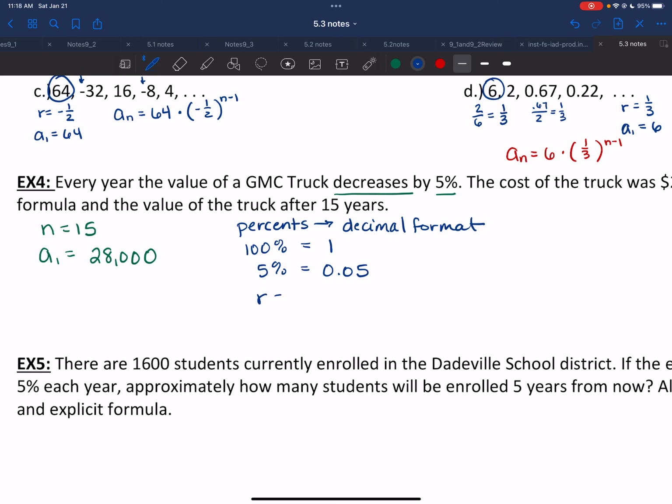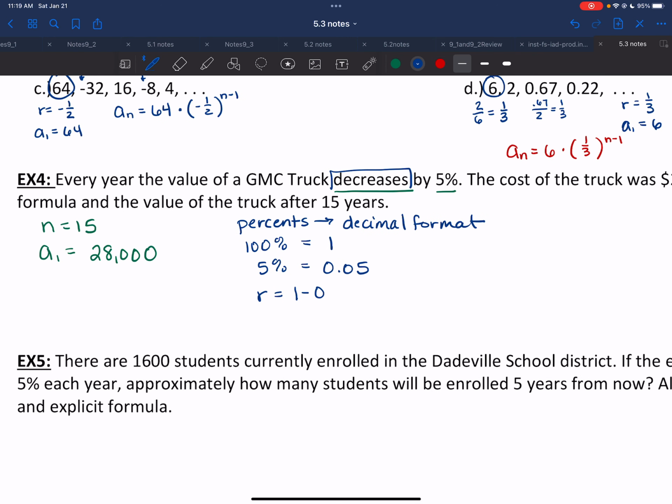So here's how we get the ratio. That ratio is going to be either an increase or a decrease of that 100%. So it tells me here that it's a decrease by 5%. So I'm going to take 100% of the price of the truck and I'm going to decrease it by 0.05. And that gives me a number of 0.95. So this is my ratio. Every year that goes by, that truck is worth 0.95 of what it used to be worth.